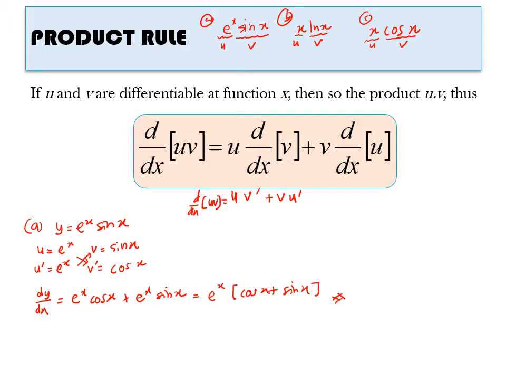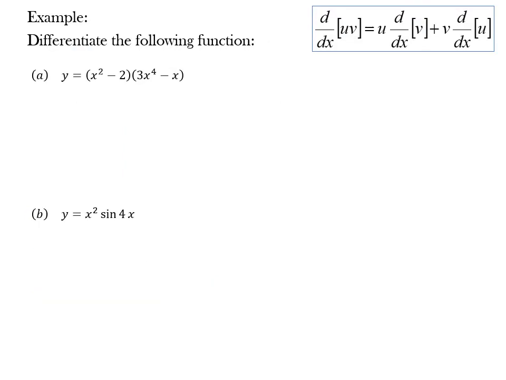Okay, so let's take a look at more examples. So now we want to differentiate this function. You see, you have two separate functions. Okay, this is your u, this is your v. So you will use the product rule. What is your u? What is your v? u is x squared minus 2. v is equal to 3x^4 minus x. u prime is equal to 2x. v prime is equal to 12x^3 minus 1.